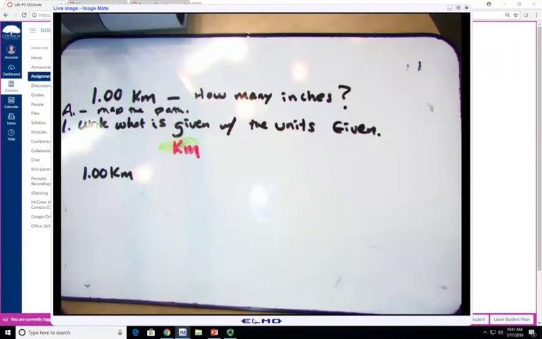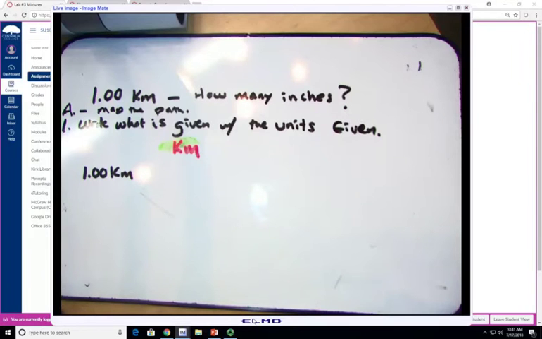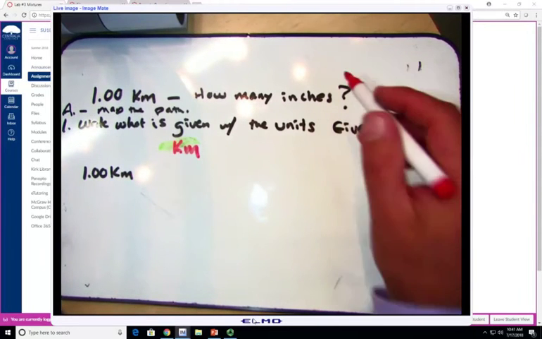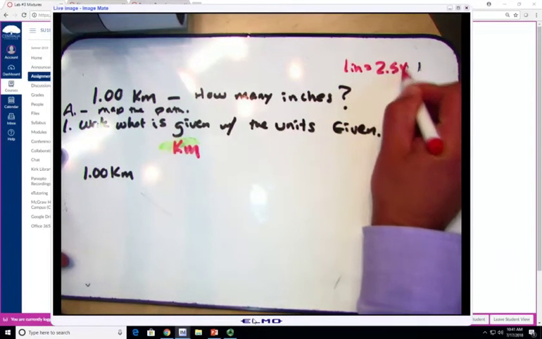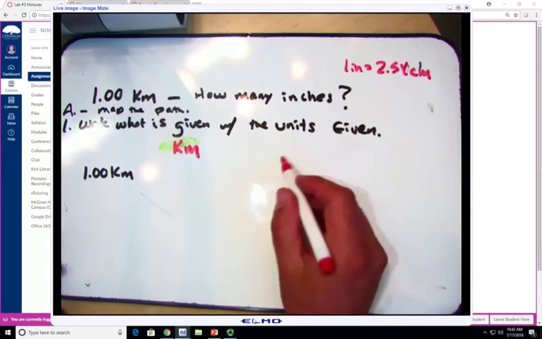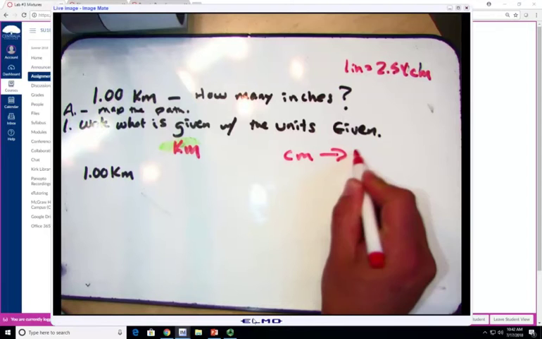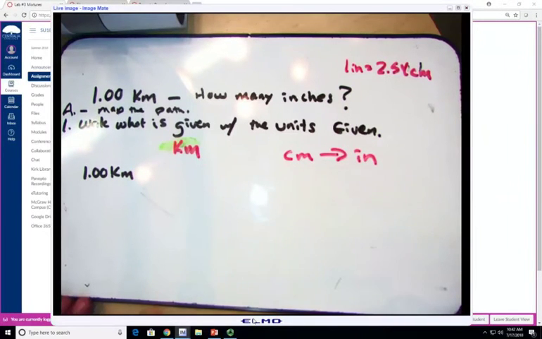Kilometers. Okay? So our goal is to get to inches, right? So you have to think, and this is something you have to learn how to do. How do you get to inches from here? Now, what's given? You're given in the problem 1 inch equals 2.54 centimeters. Okay. So if I have to get to inches, I have to get to centimeters, right? So centimeters is going to be right before inches. So I have to get from kilometers to centimeters to inches now.